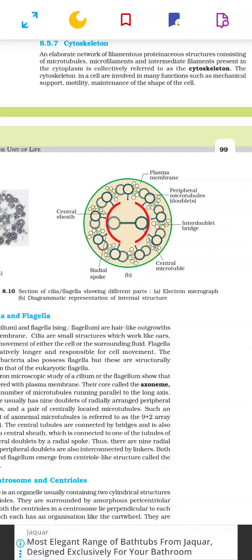In figure B, there is a plasma membrane, and inside the plasma membrane there are doublets of microtubules arranged peripherally, and in between the peripheral microtubules there is an interdoublet bridge, that is a bridge between the two microtubules. There are two central microtubules under the central sheath, and from the peripheral microtubules there is origination of the radial spoke towards the central sheath.